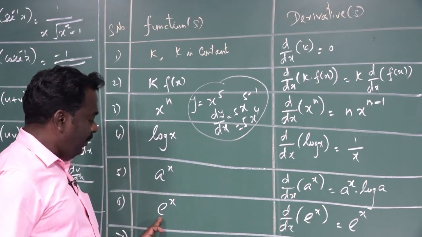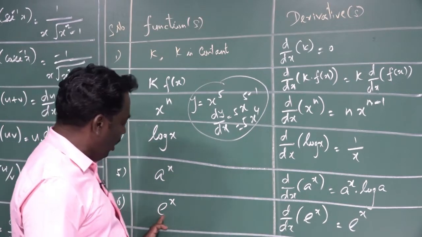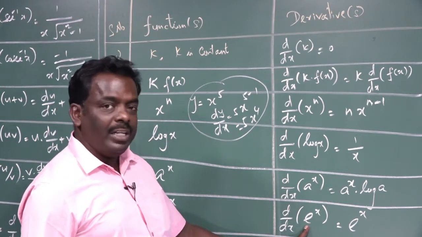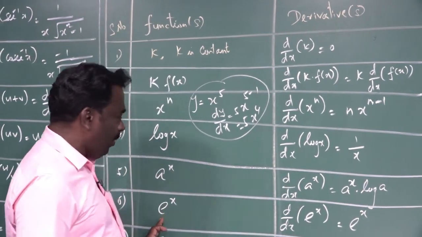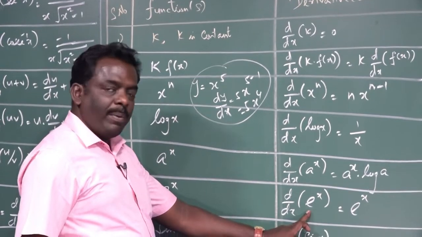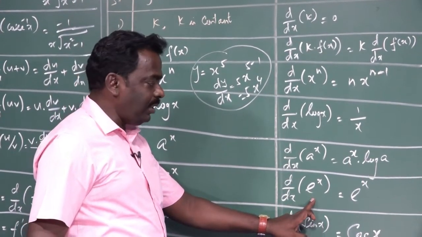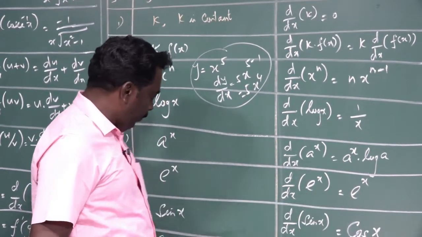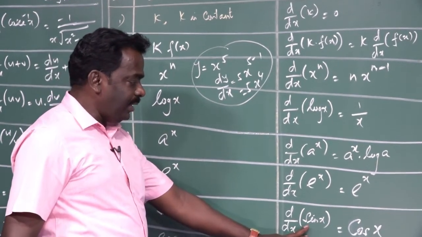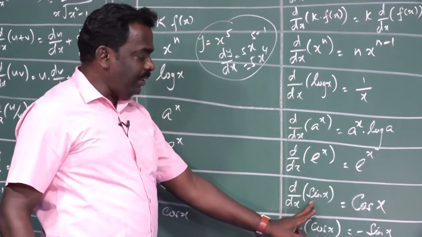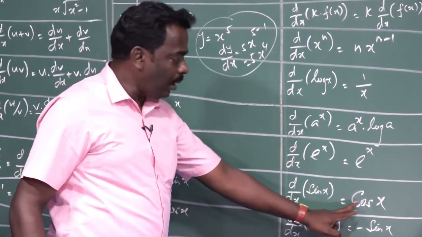The differentiation of e power x: the function e power x, its derivative becomes the same, e power x. The derivative of e power x is e power x. The function sin x: differentiation of sin x becomes cos x.